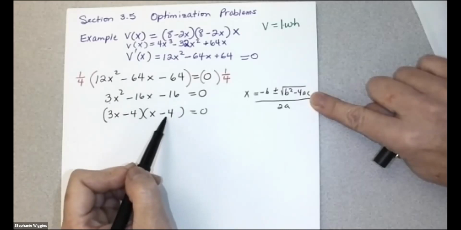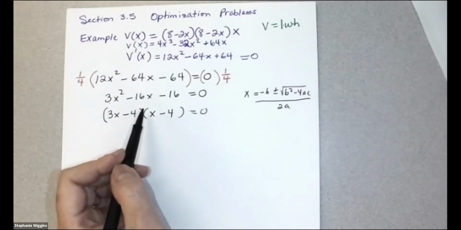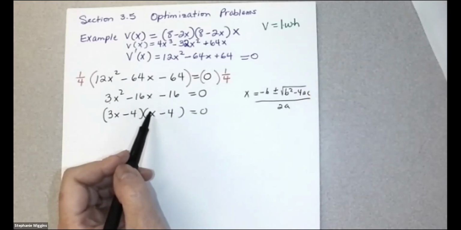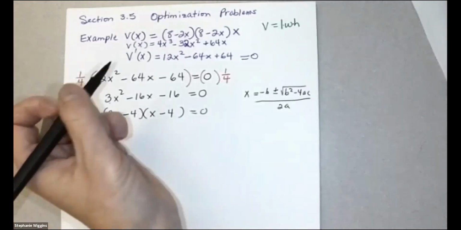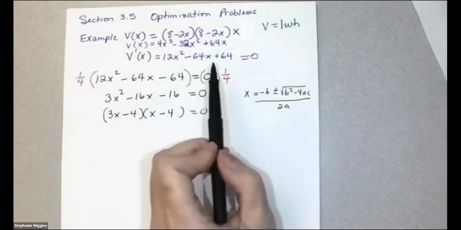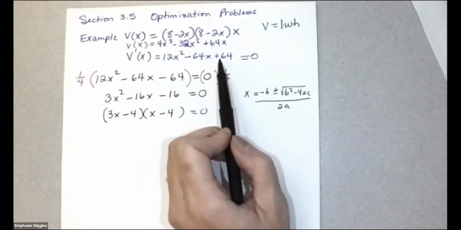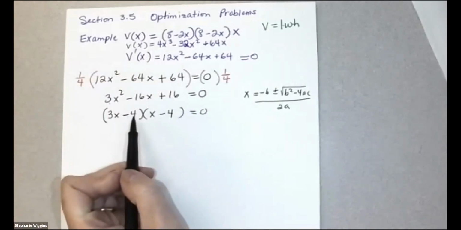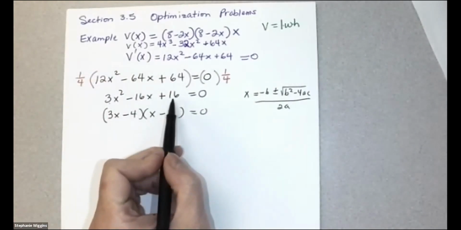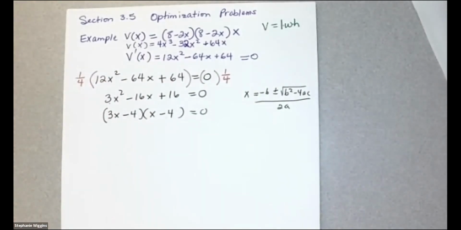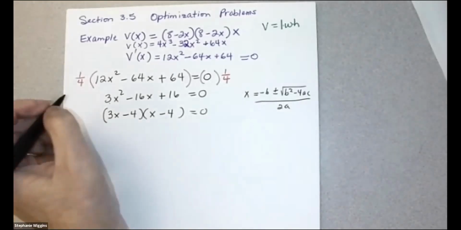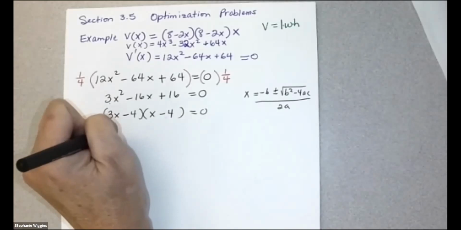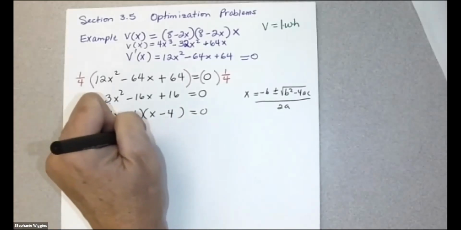And I made a mistake here. Let me see, where did I make my mistake? I copied this wrong. It's plus 64. So now negative 4 times negative 4 is 16. Okay. So once you factor it, then you can set each factor equal to 0.